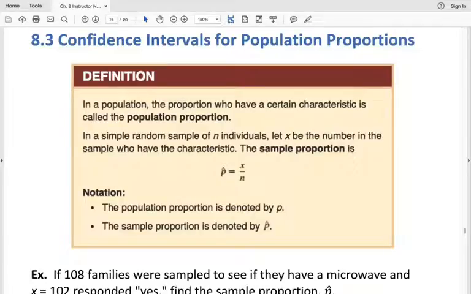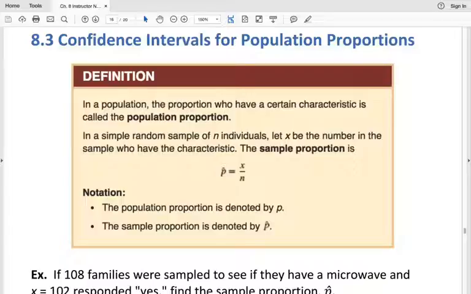All right, having talked about z-intervals and t-intervals so far, we're about to move on to one more kind of confidence interval, which are confidence intervals for population proportions. So before we jump into that, let's talk about what a population proportion is. Realistically, a population proportion is pretty much a percent.